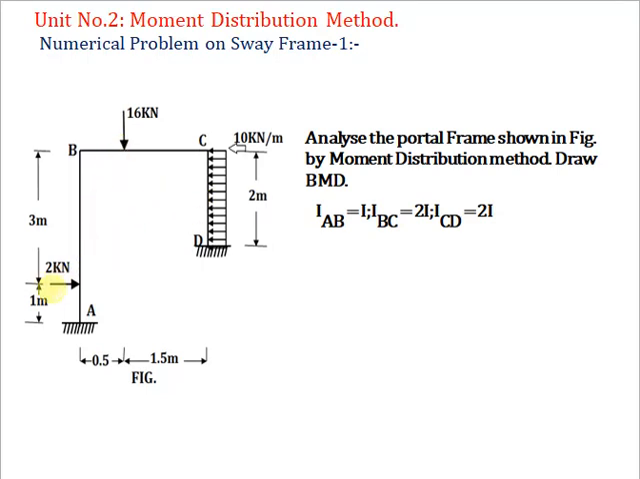AB column loaded with the 2 kN point load at a distance of 1 meter from A and 3 meter from B. 16 kN point load acting on member BC at a distance of 0.5 meter from B and 1.5 meter from C. Column CD loaded with the 10 kN per meter UDL and length of CD is 2 meter.